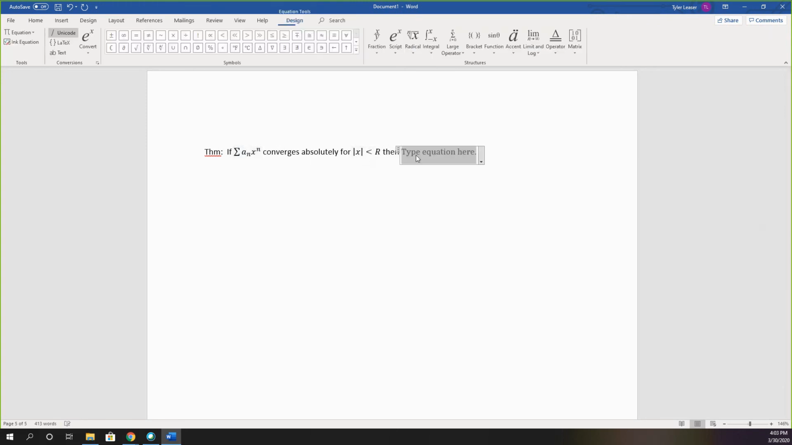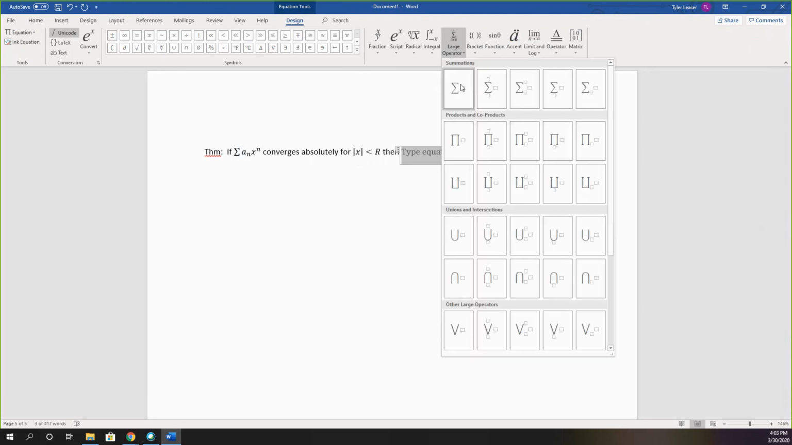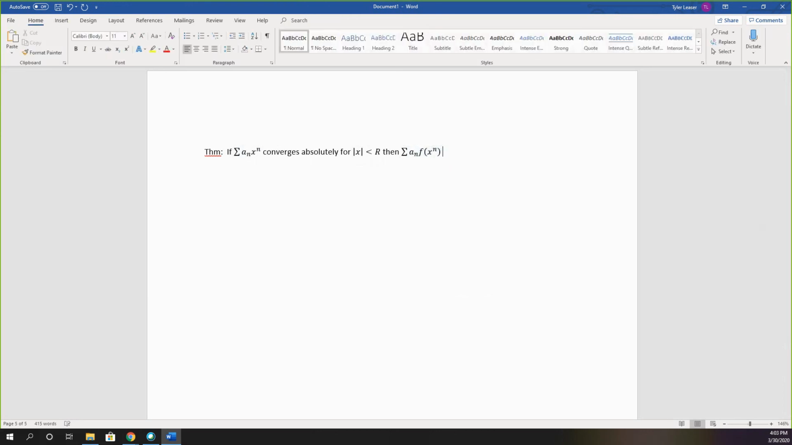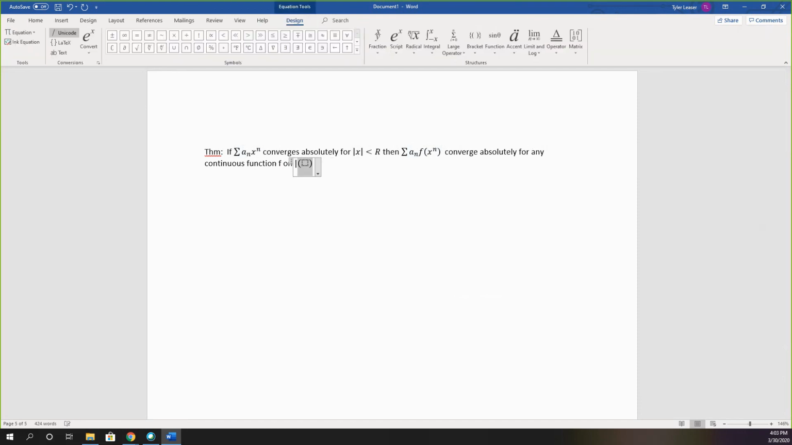Then you also get another power series that you know converges. This would be the power series with a_n's out in front and then x^n inside of some function. This also would converge absolutely for any continuous function f. But we have to change my interval around a little bit. This would only converge on the interval where |f(x)| is less than r.